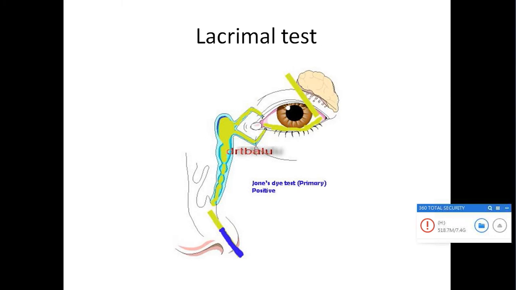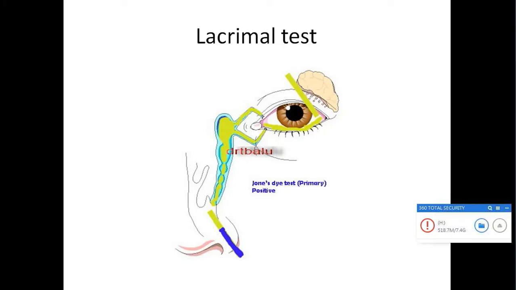The dye which you can use is either fluorescein sodium, which will be yellowish green in color like this, or you can use methylene blue, which will be blue in color, or you can use mercurochrome, which is pink in color. Any colored dye can be used to do the lacrimal test. It is a non-invasive test. It can be done by an unqualified person like a Daya or ward boy in the OP.